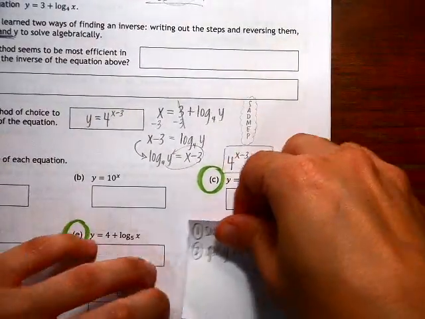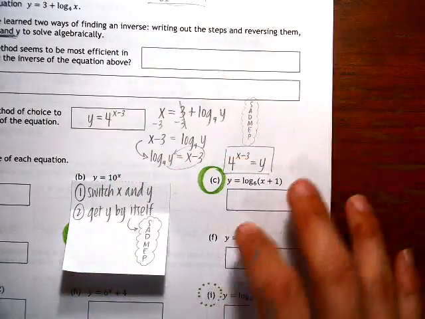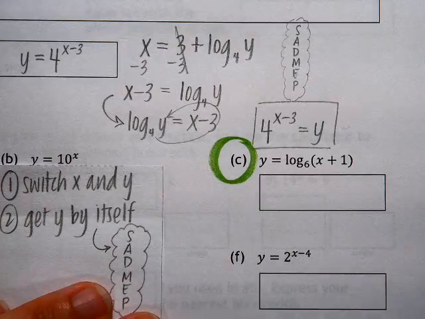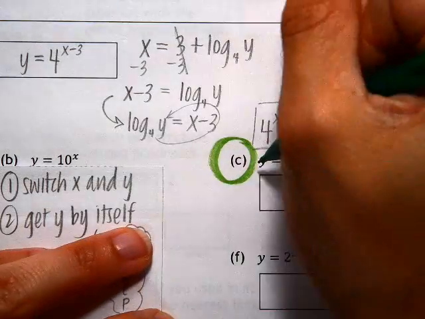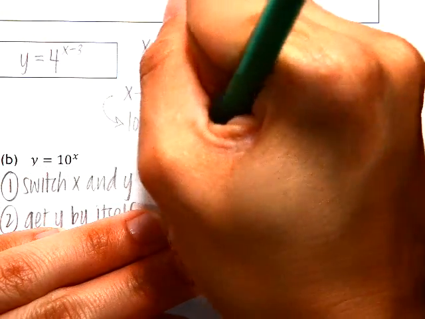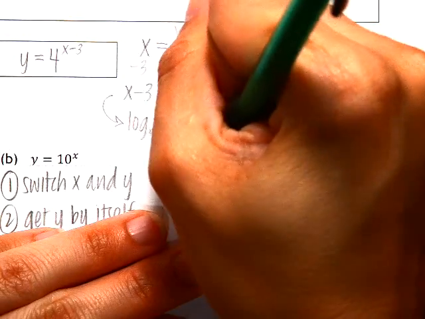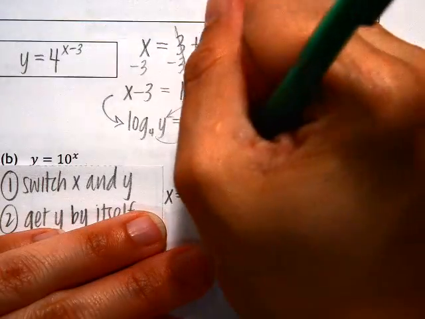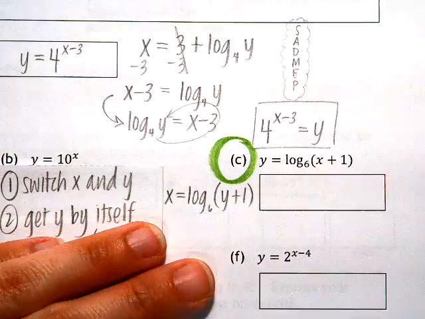Let's jump to letter C. And let's again keep our steps in mind. We're going to switch x and y, and then get y by itself. So first step, switch x and y. Instead of y equals, x equals log base 6 of, instead of x plus 1, parentheses, y plus 1.